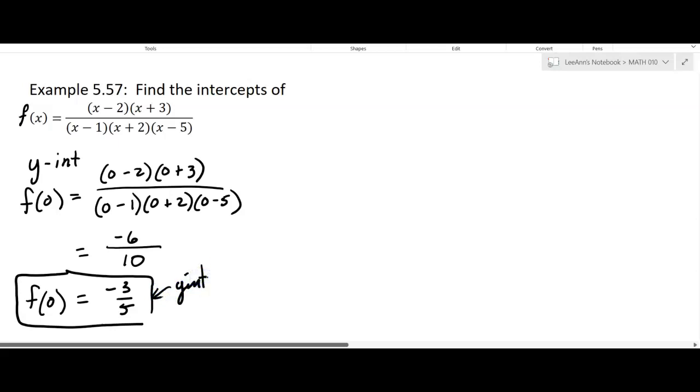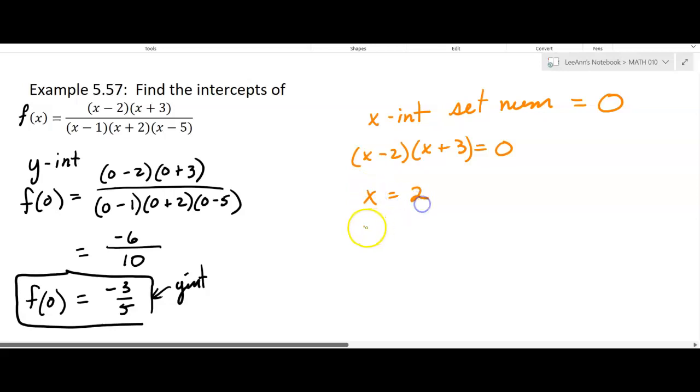To find the x-intercepts, it's going to be a little bit easier in this case because it's when the numerator is going to equal 0. So when does x minus 2 times x plus 3 equal 0? So you're setting the numerator equal to 0. And in this case, you're going to have an x-intercept at 2 and an x-intercept at -3.